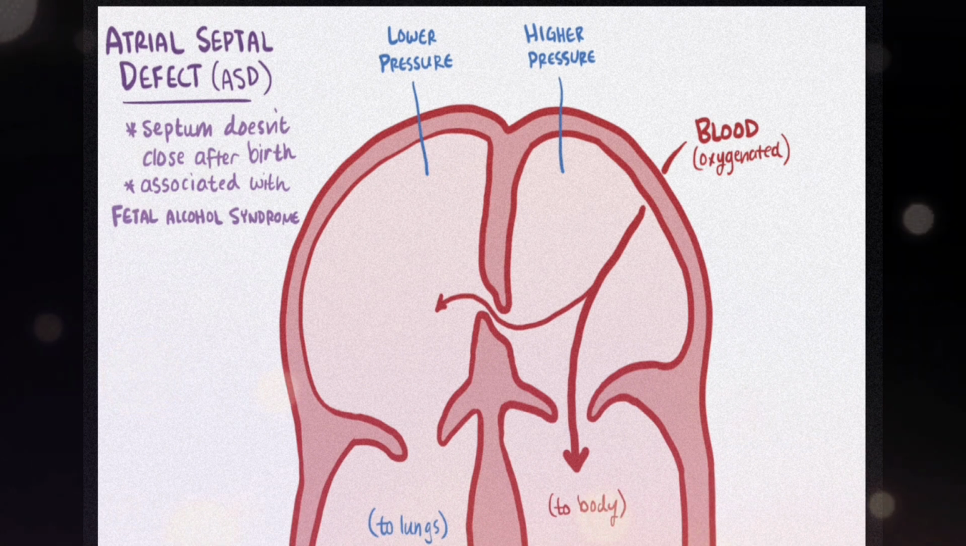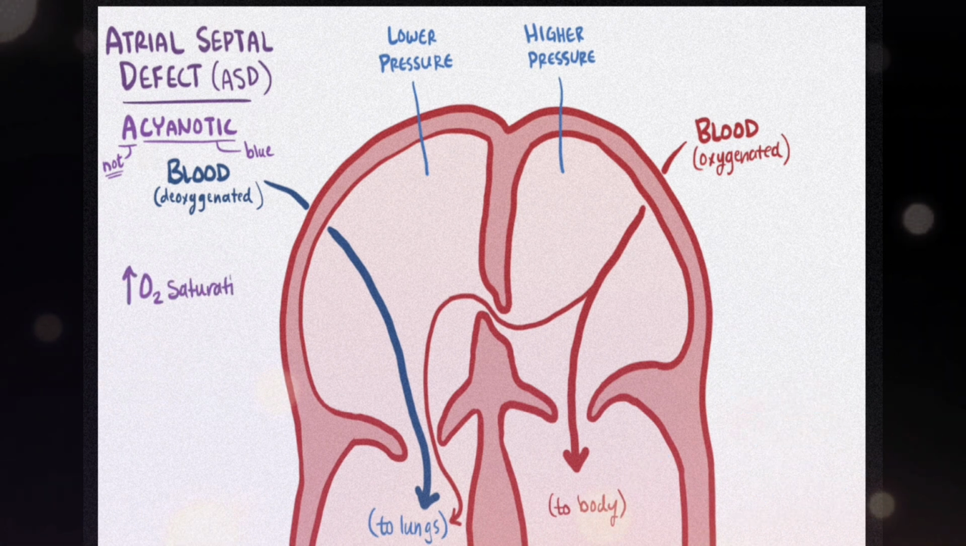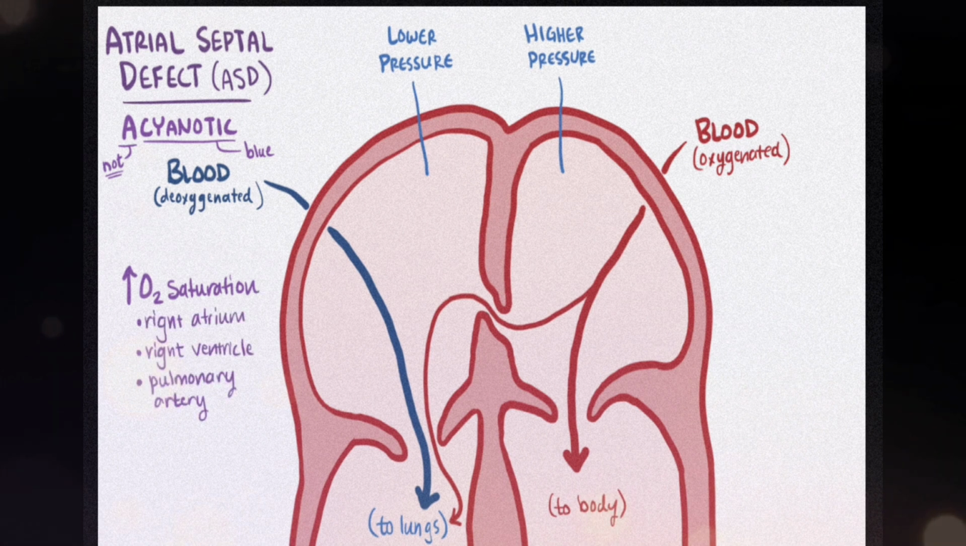In contrast, a cyanotic heart defect allows deoxygenated blood to bypass the lungs and make it out to the body, causing a blue or purplish discoloration of the skin, which is not the case here. That being the case, you'll see an increase in oxygen saturation of the blood in the right atrium, the right ventricle, and the pulmonary artery.